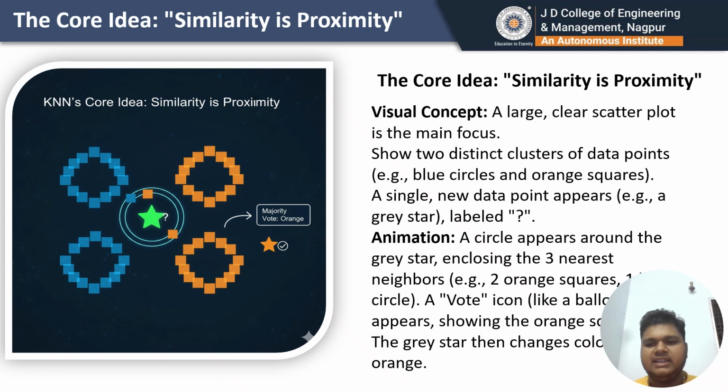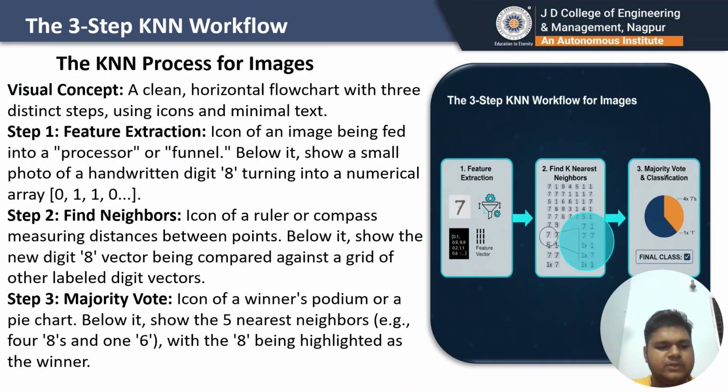It looks at the k closest neighbors to the new point. If we choose k equals 3, it finds the 3 data points nearest to our star. In this case, two are orange squares and one is a blue circle. Through a simple majority vote, the orange square wins. And just like that, our new data point is classified as an orange square. So as we can see in this image, similarity is proximity. So let's move on to the fourth slide.